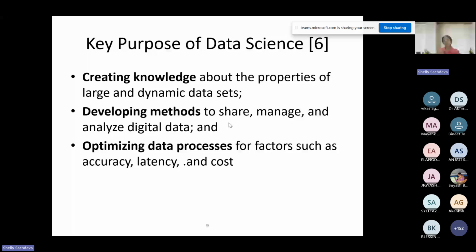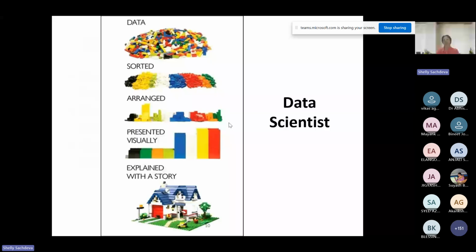And what's the key purpose of the artificial intelligence? So if I compare this particular key purpose of the data science with the artificial intelligence, you'll be able to figure it out. Okay, there are some things that are quite common in between the two, but there is something that differentiates the artificial intelligence from the data science. So this is actually the job of a data scientist.